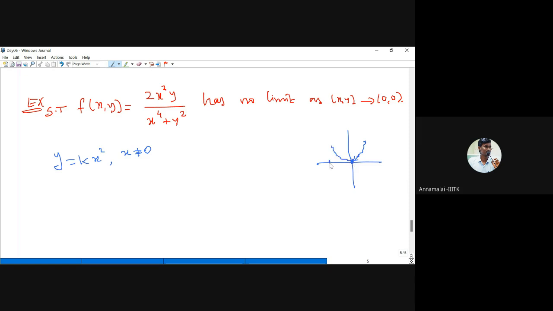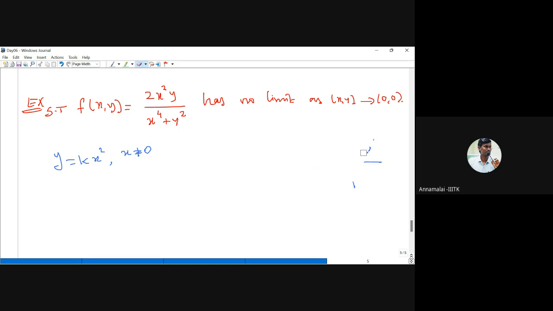So if you take some point here, it approaches. Therefore at least one coordinate should be non-zero. Anyway, if you take one coordinate 0, the other coordinates must be 0. Since this is a parabola, both the coordinates should be non-zero. Therefore approaching along the x-axis is not possible because everything is a parabola. So everything approaches in this direction, that is y equal to kx square where x is non-zero.